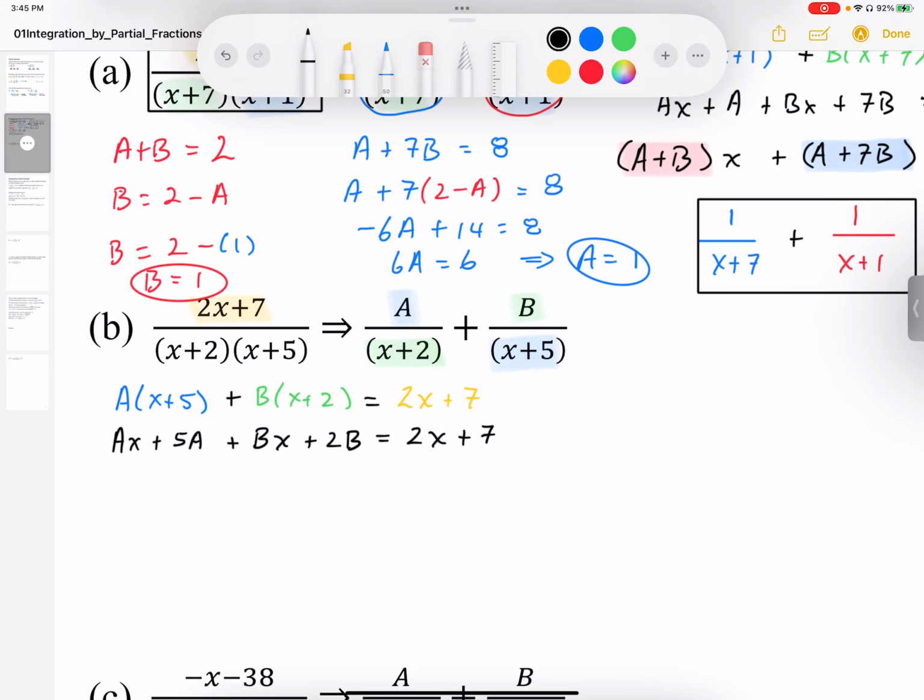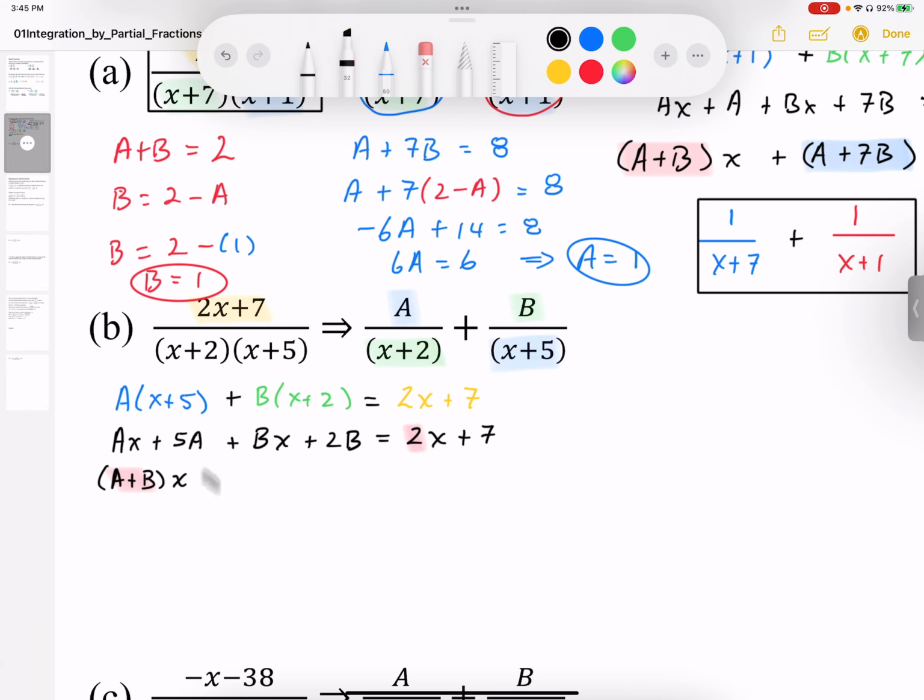Now with two variables, I need to come up with two equations. The two equations are going to be based on the coefficients. This is called equating coefficients. So ax plus bx is a plus b times x. And we know that that has to match, that a plus b is going to match that coefficient of 2.